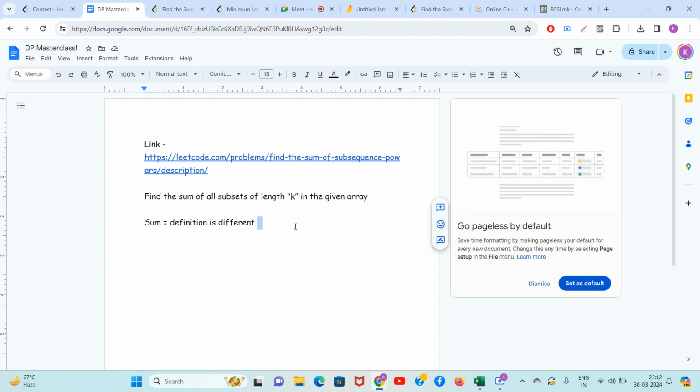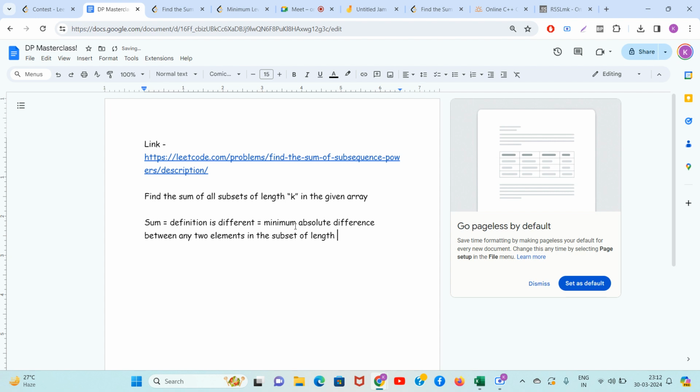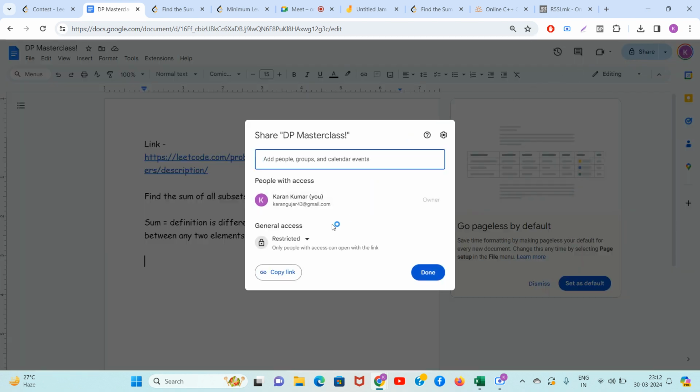The definition is different. Sum is what? The minimum absolute difference between any two elements in the subset of length k. So guys, I will show you some nice tricks here, okay?